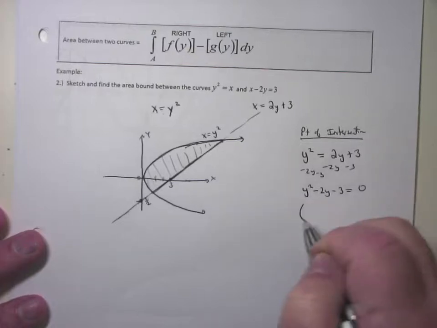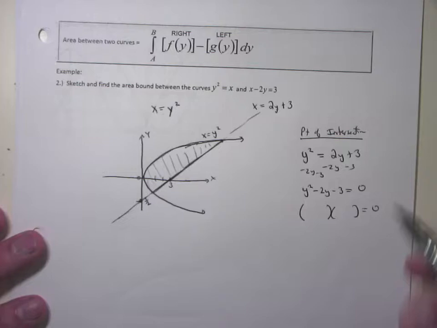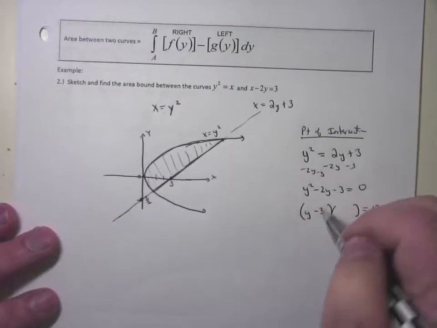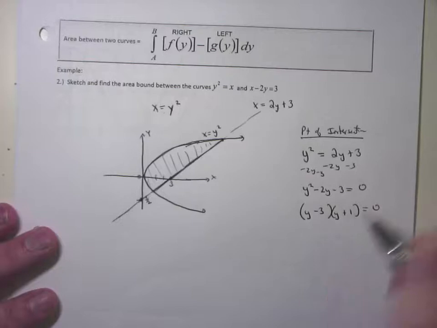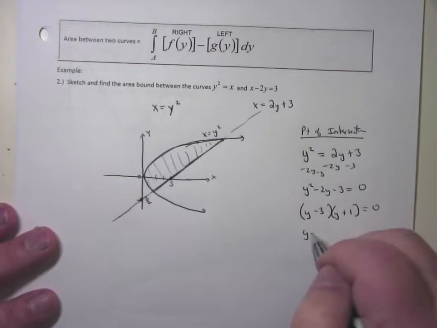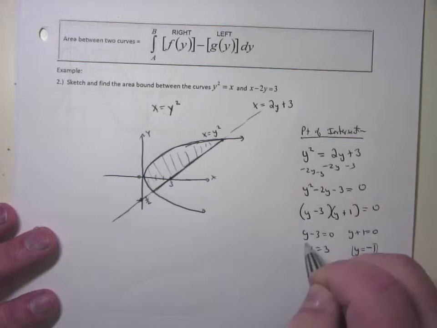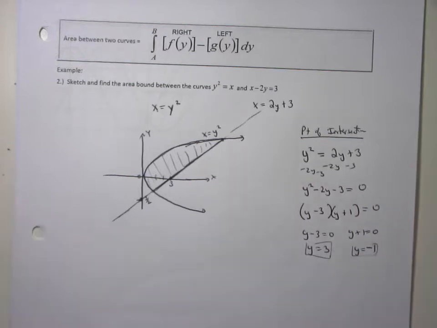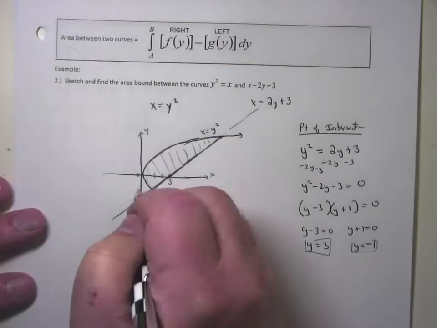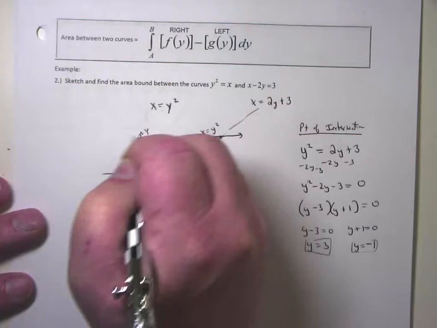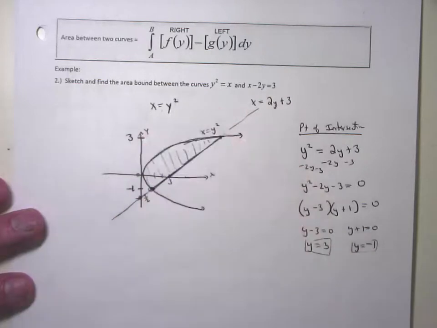And you'll notice that this factors nicely. Y squared minus 2y minus 3 factors into y minus 3 times y plus 1. Set each factor, y minus 3 equals 0 and y plus 1 equals 0, and solve. I get y equals 3 and y equals negative 1. These are my points of intersection. And you notice they're y-coordinates. So it's y equals negative 1 right here. That's where it meets up. And this point up here is y equals 3. These are the y-coordinates of my points of intersection.